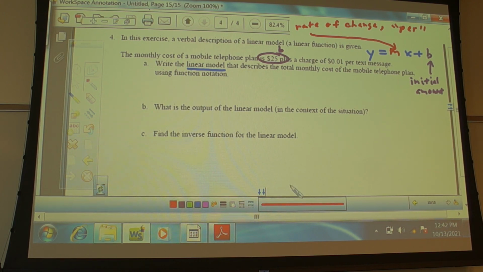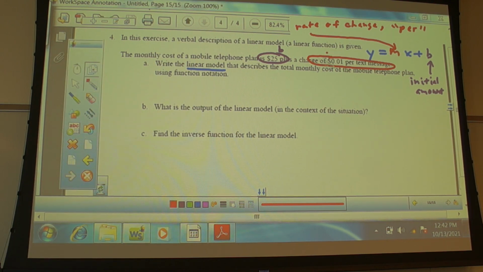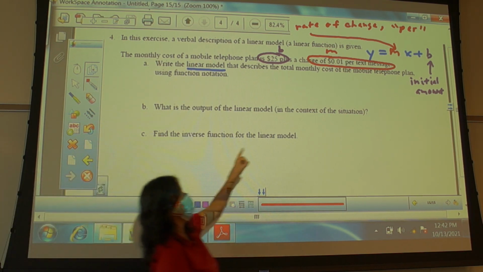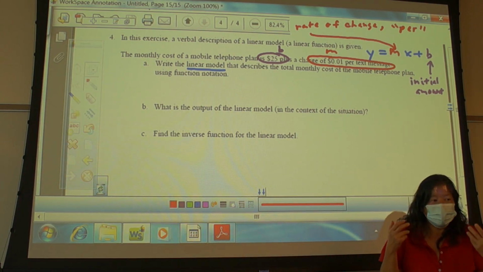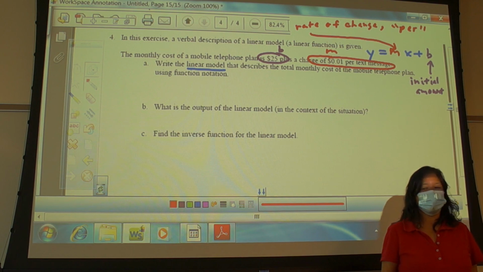And then what's my rate of change? What's my per? 0.01 per text message. So it's 0.01. Sorry, that's my M. So I pay 0.01 per text message. That means that my X had better be text messages. Does that make sense? It's the per what?